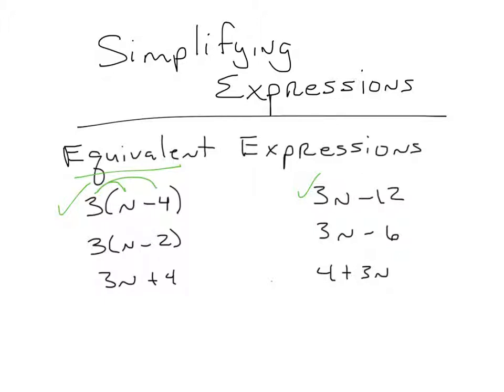And remember, when you distribute, you're multiplying. So 3 times n is 3n, and then 3 times negative 4 is minus 12. Now, if you notice, this is the same as that. So yes, they are equivalent.